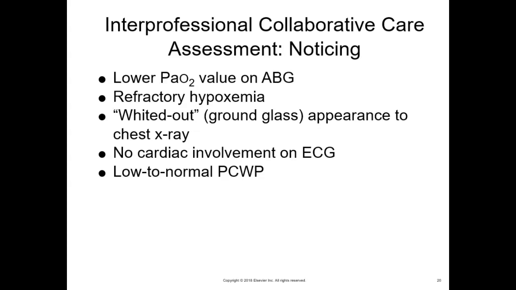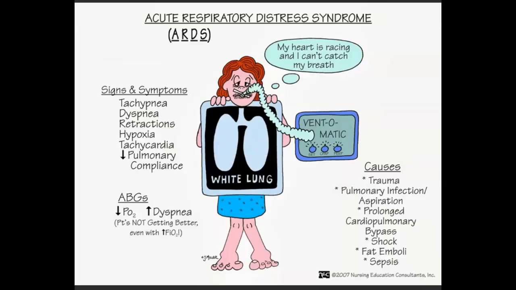Sputum cultures obtained by bronchoscopy or transtracheal aspiration are used to determine if a lung infection is also present. The chest x-ray may show diffuse haziness or a white out ground glass appearance of the lung. An ECG rules out cardiac problems and usually shows no specific changes.